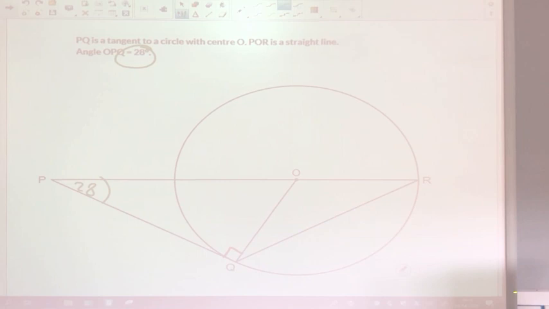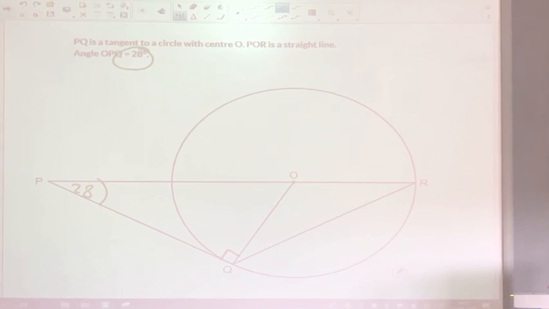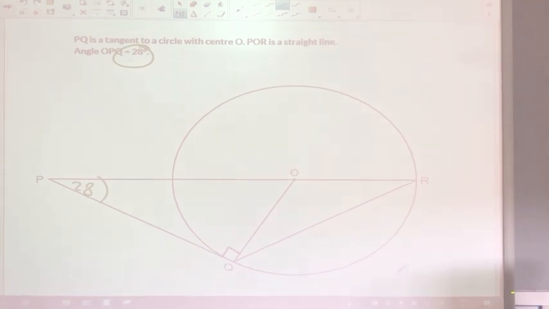Now, I'm not going to give you a question to this one. From that point there, I want you to just work out as many angles in that diagram as you possibly can using the information from this lesson. I'm going to give you 2 minutes. Off you go.